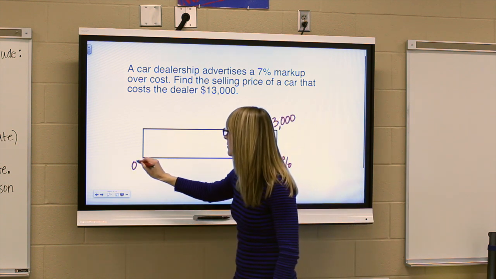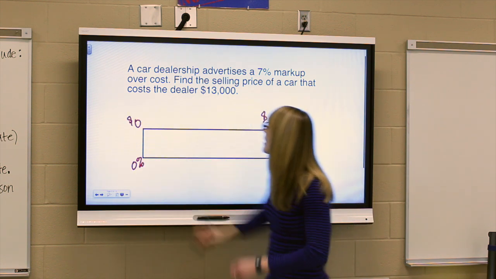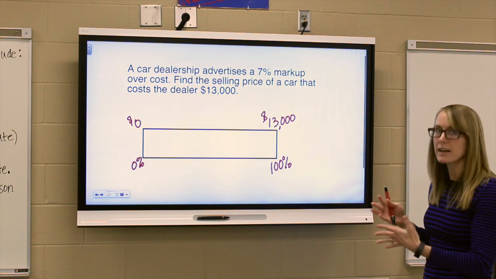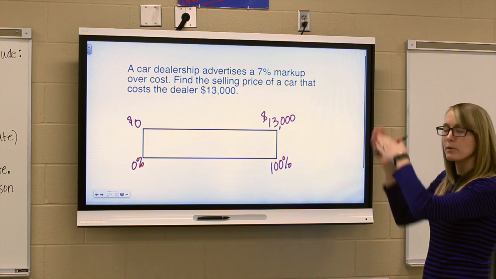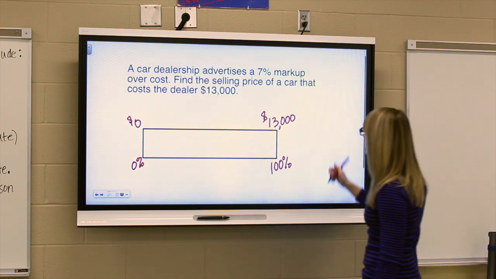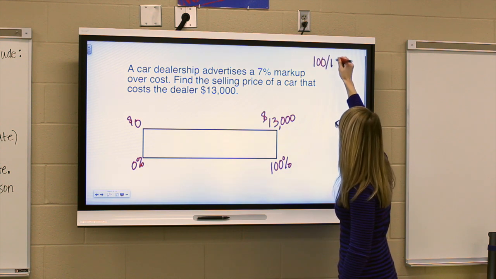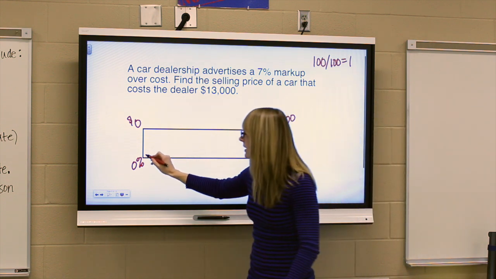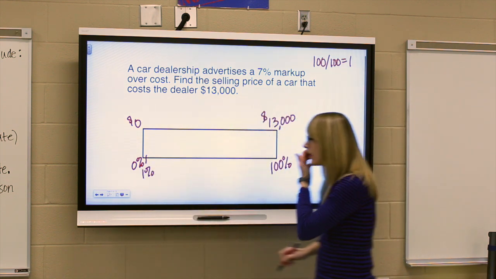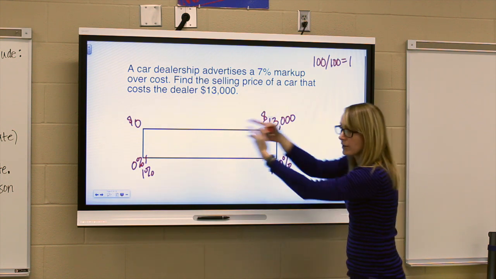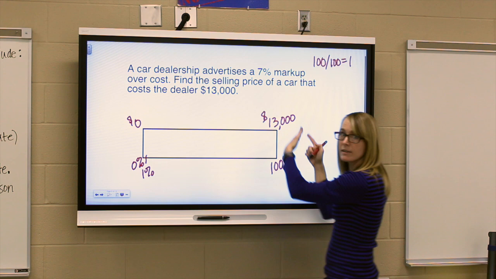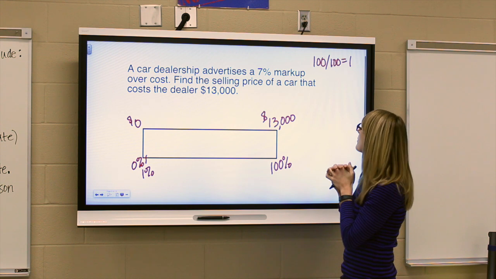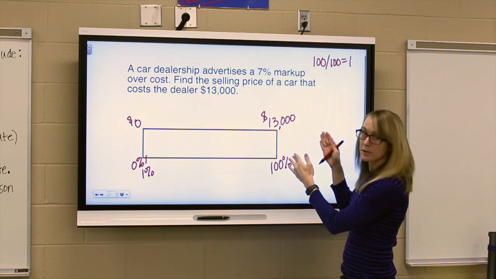Okay, 0%, $0. We know that there is a 7% markup. Once again, 7%, not an easy percent necessarily to work with, but we can always divide down to 1%. Remember that 100 divided by 100 equals 1. So if you take 100% divided by 100, you're going to get 1%. And if you take 100 divided by 100, you also have to take 13,000 divided by 100. That's going to move my decimal 2 places over, which means that 1% is $130.